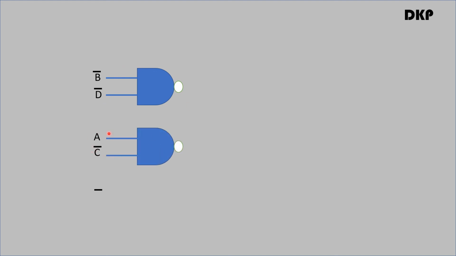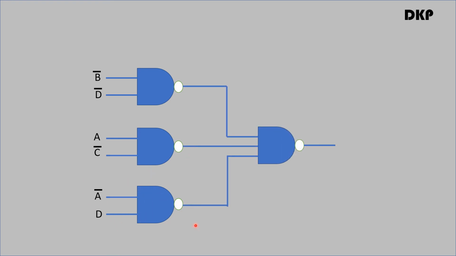So let us implement the SOP expression here. For that we need the first NAND gate. The input to the first NAND gate is B bar, D bar. The input to the second NAND gate is A, C bar, and the input to the third NAND gate is A bar, D, and the output of these NAND gates is given to another NAND gate in order to get the final reduced expression, that is B bar D bar plus A bar D plus A C bar. So this is the reduced SOP expression.